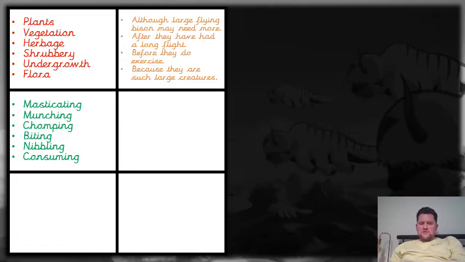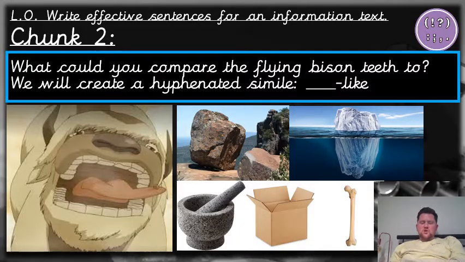Once we've done that, let's go on to the next bit. So I want us to think about what we could compare the flying bison tooth to, and we're going to create a hyphenated simile. Something hyphen like. So I've got a picture of some flying bison teeth here. I can see the big, flat, hard and white teeth, and they grind things. So I've got some pictures here.